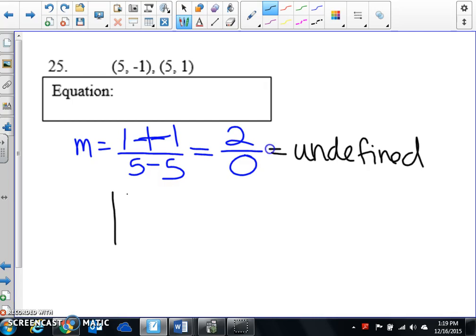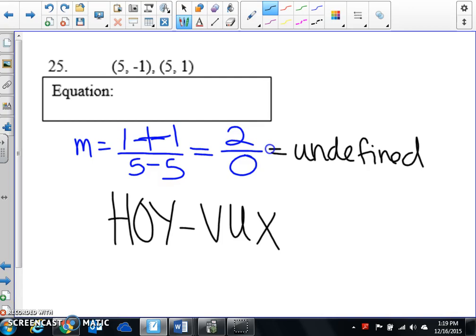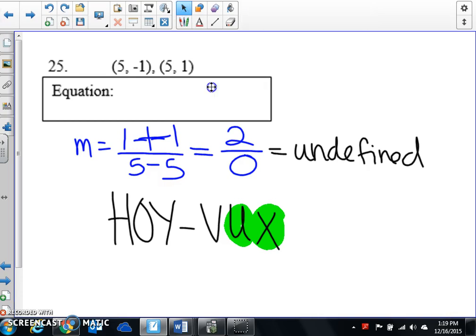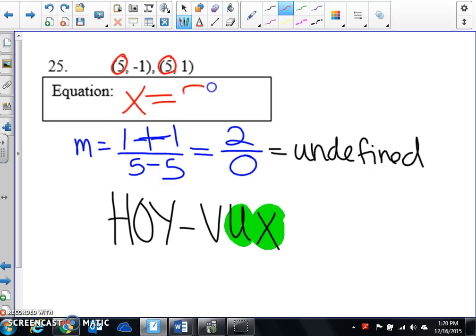So then I've got to think about Hooy-Vux. Undefined slope, looky, looky, there's the u, goes with an x equals equation. So this is an x equals, and my value is 5. Notice how the x repeated anyways, the same value. That was kind of like a gimme.